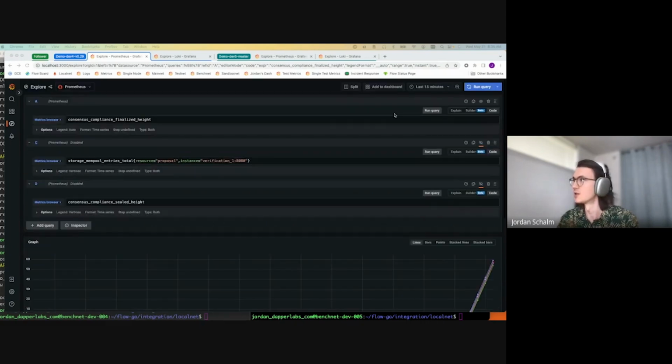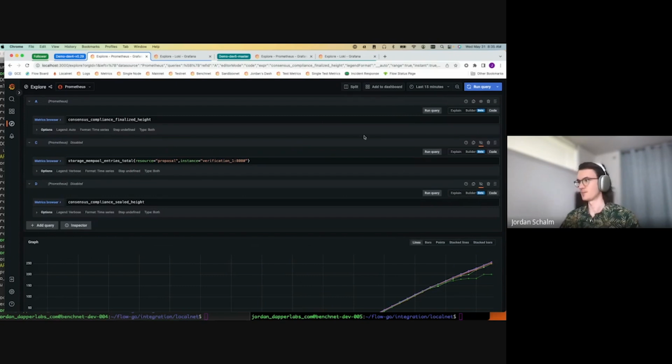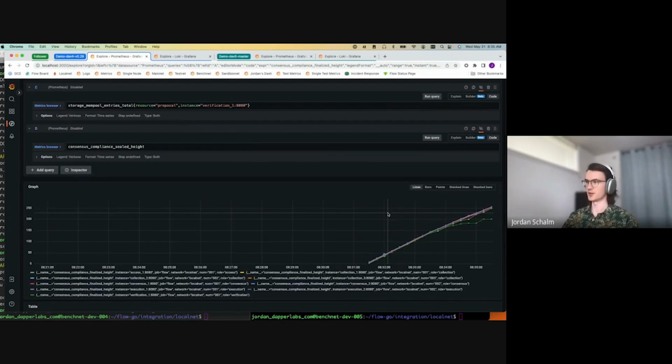So let's check up here. Oh, and we can already see. So again, we're looking at the finalized block height here. This is the left-hand side, so this is the old network, and this is the verification node. So the attack's been running for about a minute or so, and we can already see the verification node is starting to fall behind. It's behind by about 50 blocks right now.